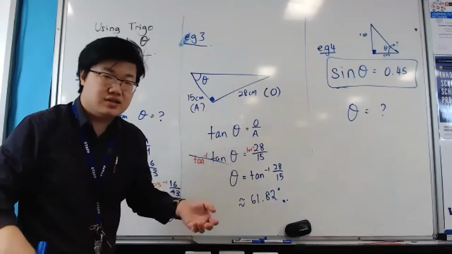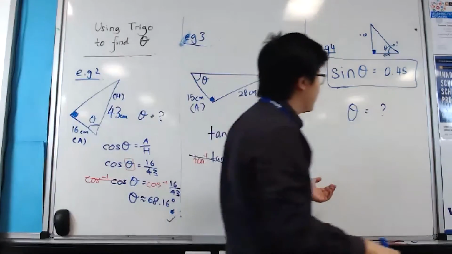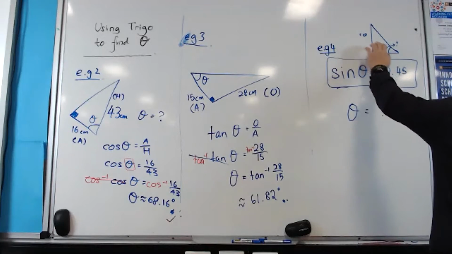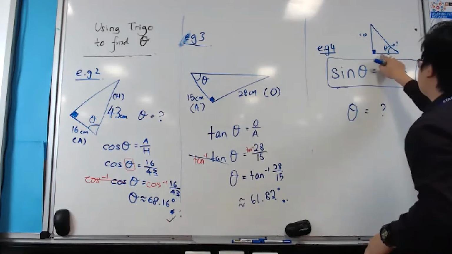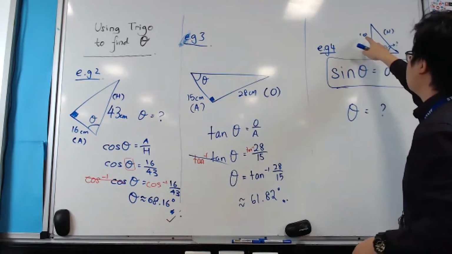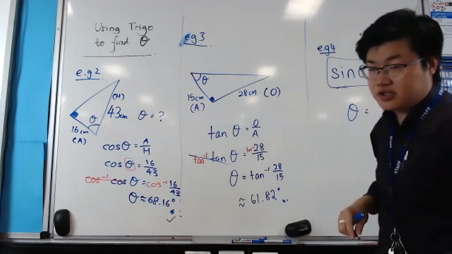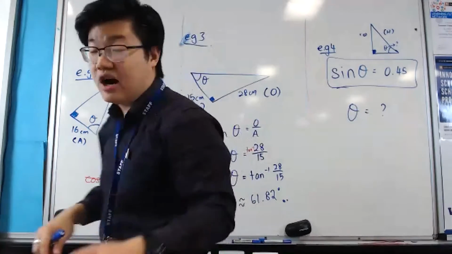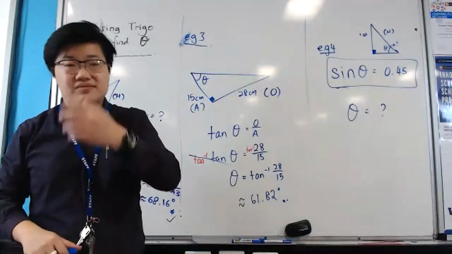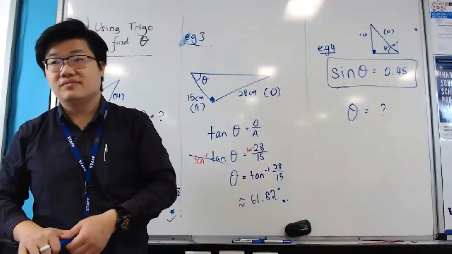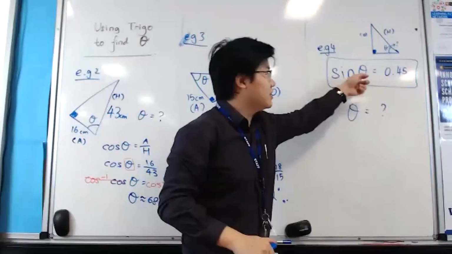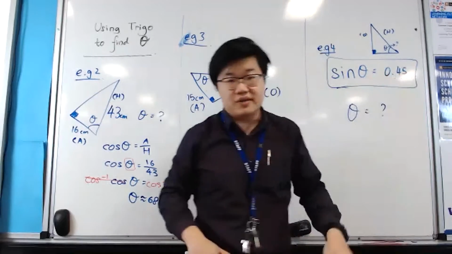Anybody? A over H? Yeah, over H. Okay, so how much is the opposite? What's the length of the opposite? And what's the length? Oh my God, did I write that as hypotenuse? All right, so what's the length of opposite and what's the length of hypotenuse? Which is which, and how much? Anybody, come on. What does that mean? Sine theta equals 0.45. What does that mean?